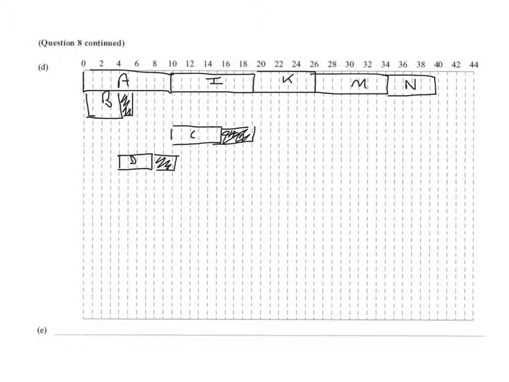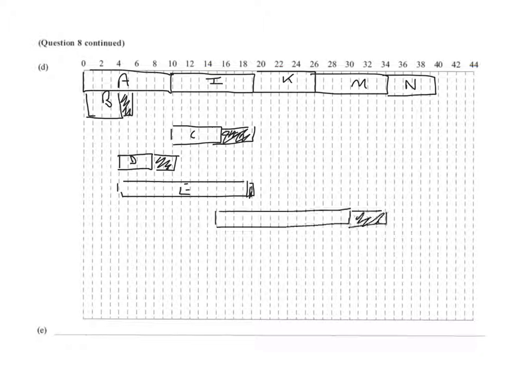Activity E also starts after 4 days. The length of the activity is 14. So 4 plus 14 is 18. But the latest finish time is 19. So there's an extra bit there. Shows that. And E is like this. F starts at 15, the length is 15, and the latest finish time is 34. And then G, H, J and L all done in a similar way.